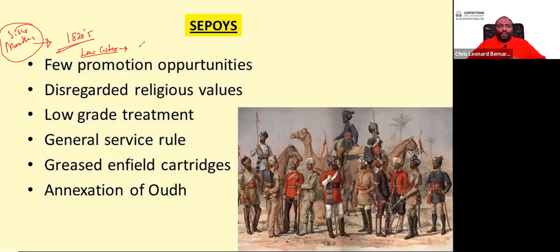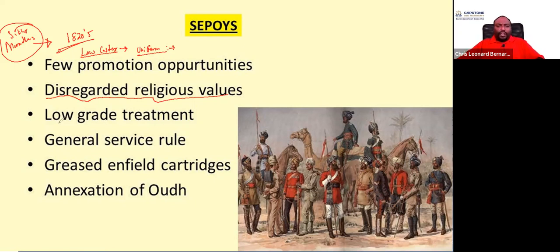And moreover, they started to make everybody wear uniform. The Muslims could not keep their beard, and the Hindus could not keep their long hair. So all these issues brought disregard to the Indian religious, Islamic and Hindu values. And moreover, there were very few promotion opportunities because Indians were prohibited from holding higher positions, and they were given only restricted positions, and that too those higher caste Brahmins who were previously enjoying high positions in the army were not given prominence.